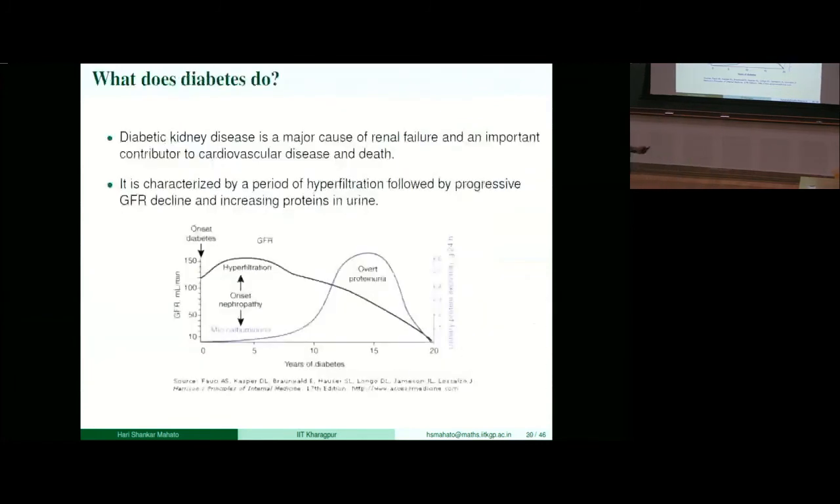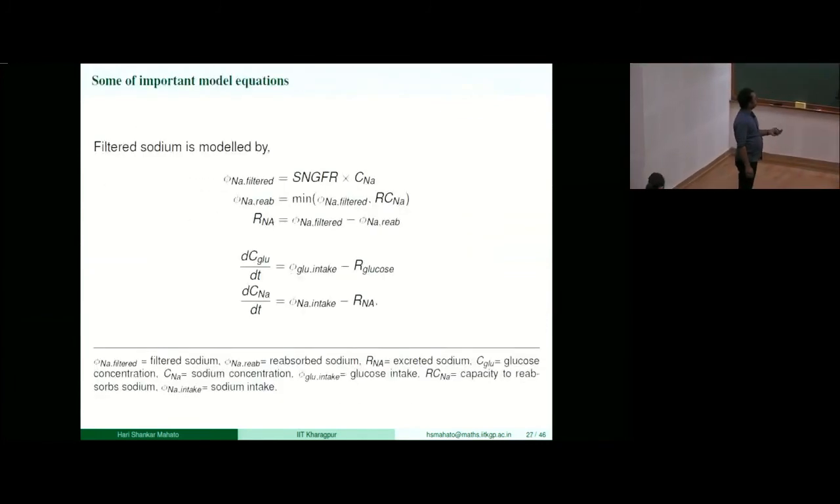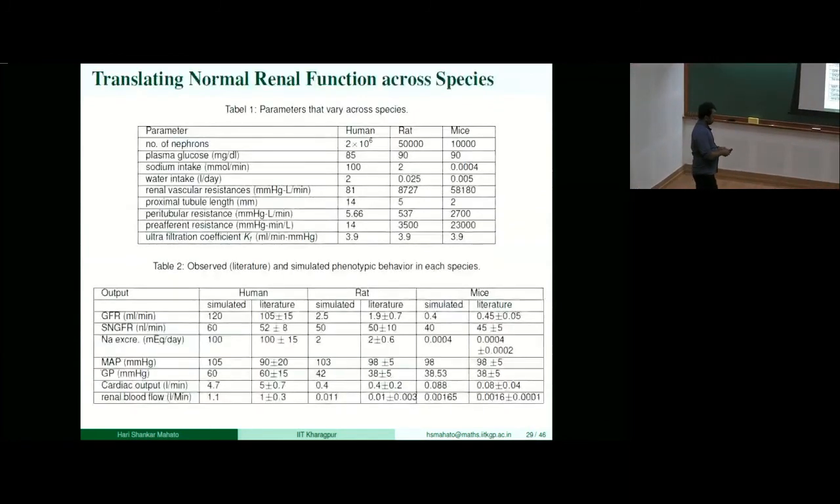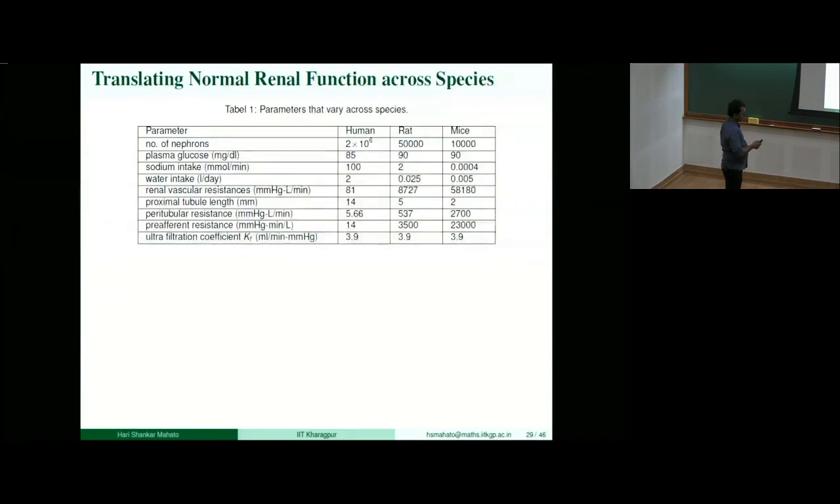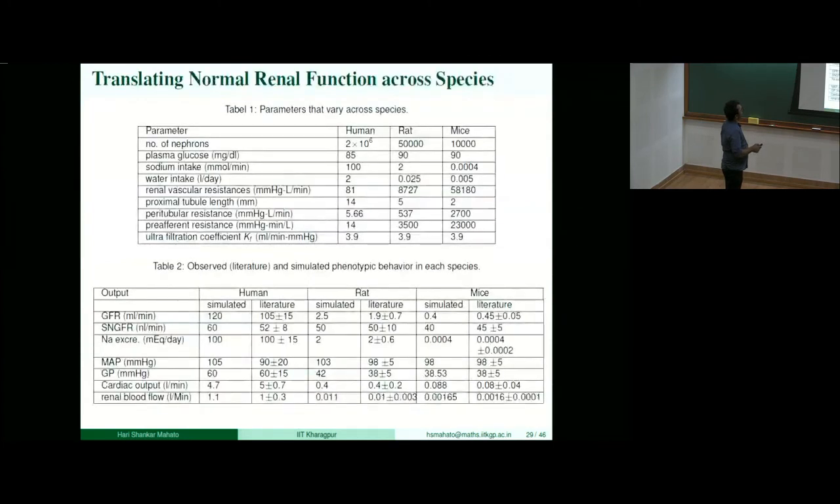Based on that, these equations model several parameters in our body. If you feed in the number of nephrons, the glucose intake, the sodium intake, and the water intake, for example, we drink 2 liters of water every day, and certain other parameters, then our model can predict the GFR, sodium excretion rate, blood pressure, and cardiac output of a healthy human very precisely. So our model was able to capture the physiological effect for a healthy person if you feed in the parameters for a healthy person.